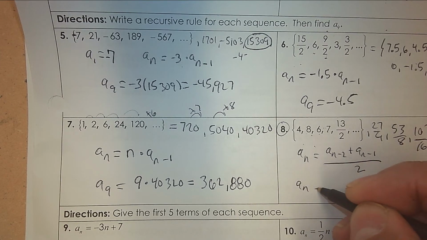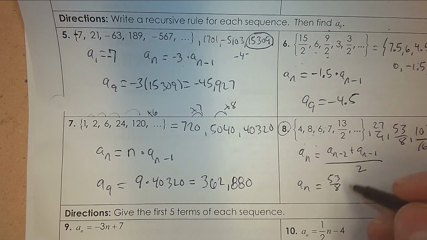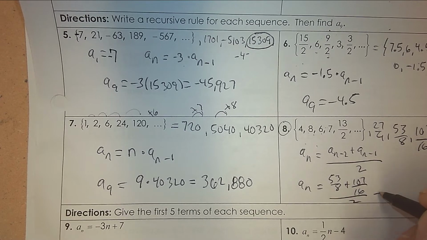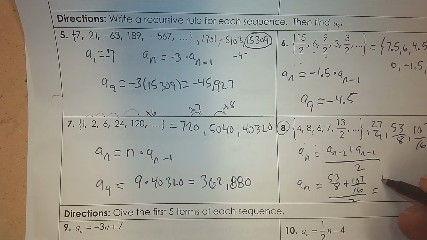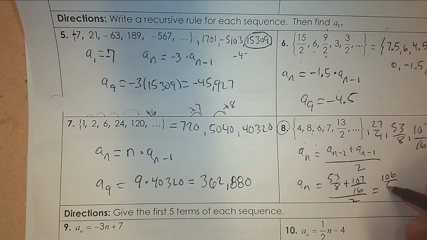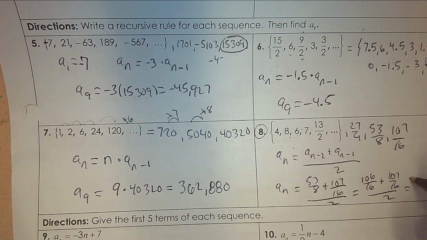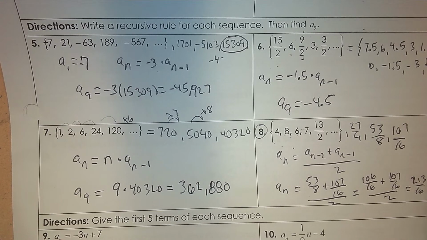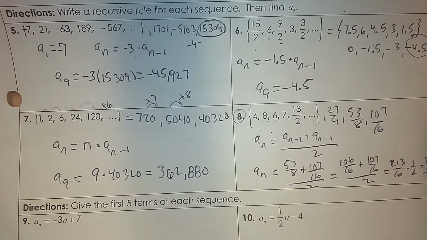So in this situation, you would have 53 over 8, you'd have 107 over 16, and that divided by 2. So with common denominators, you'd have 106 over 16 and 107 over 16 divided by 2. So that's 213, and then a half, so it's 213 over 32. And I didn't show all the work getting common denominators here.